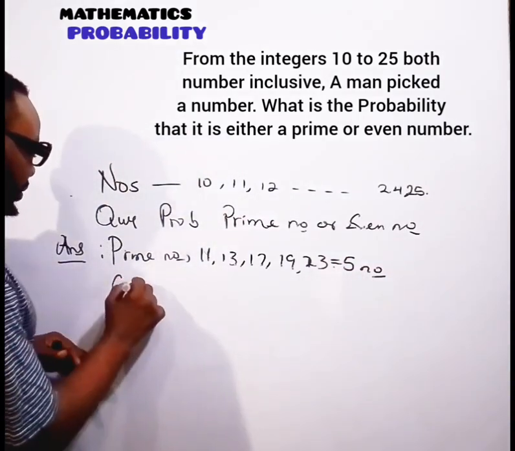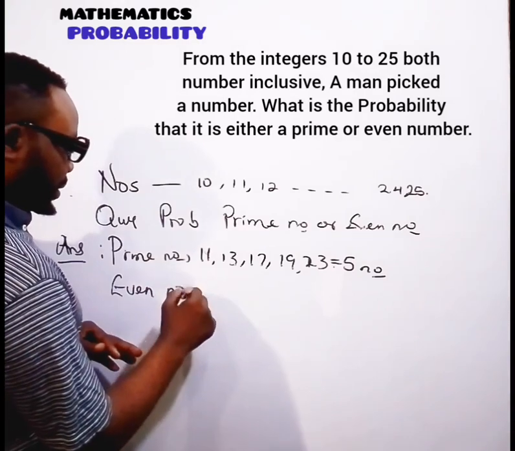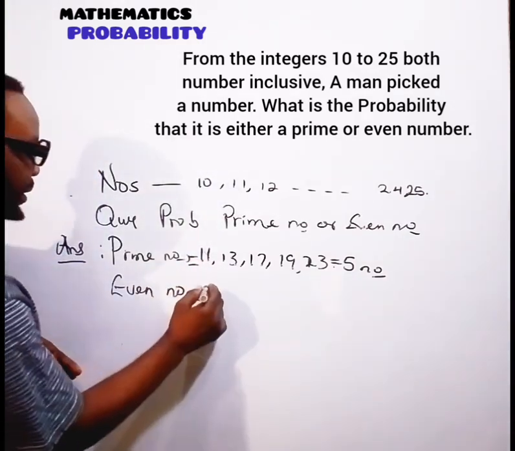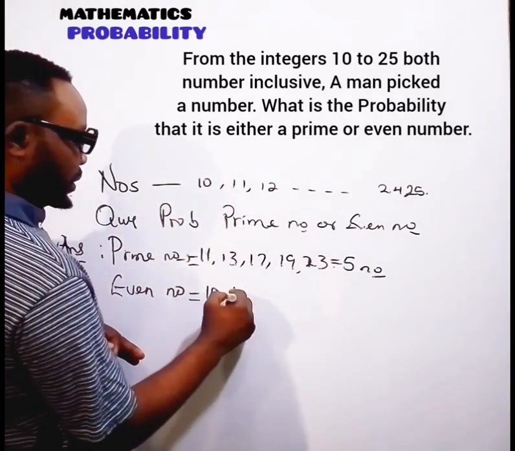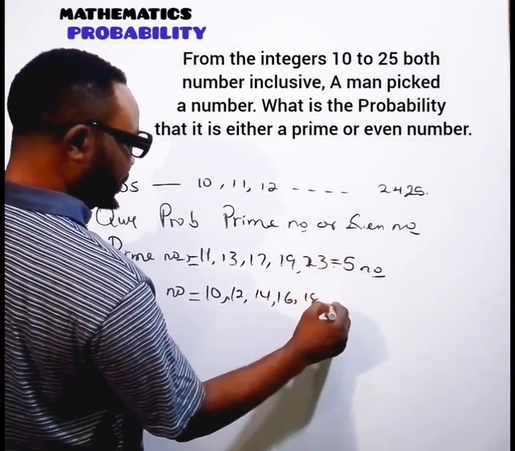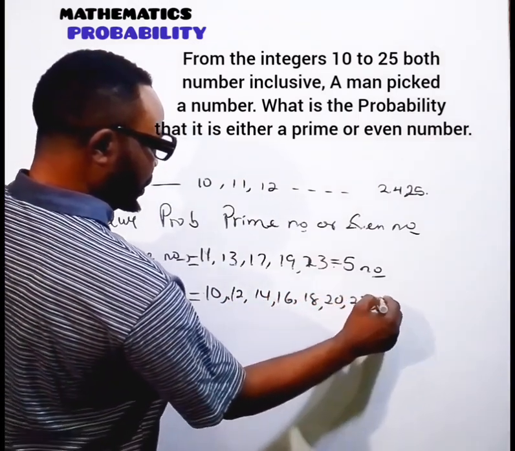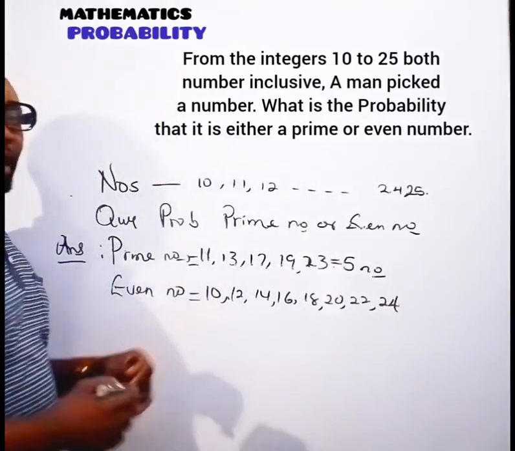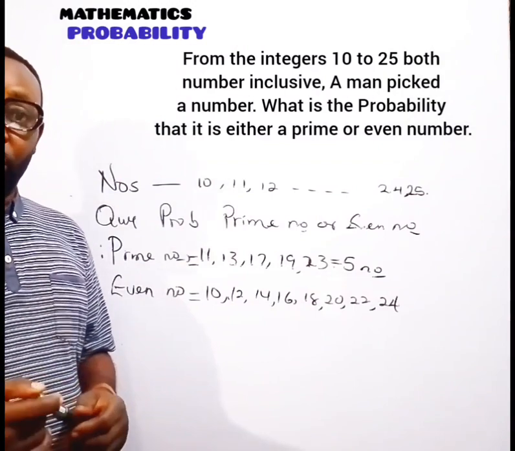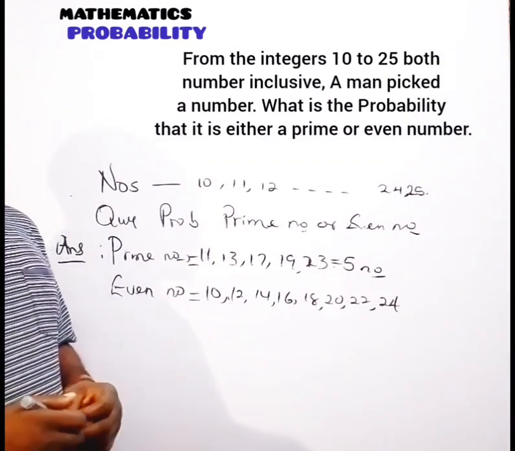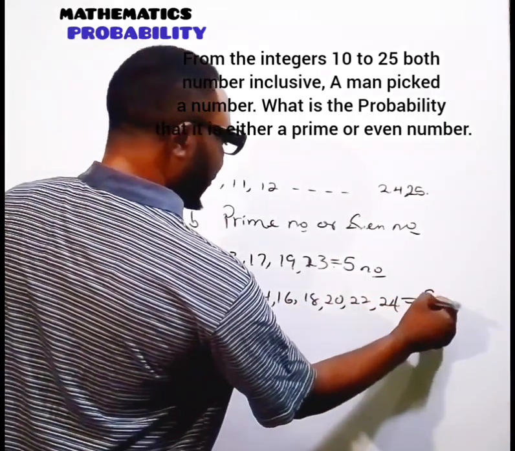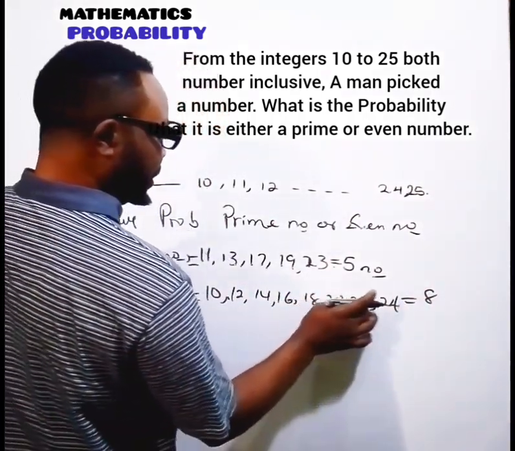Then the even numbers. What are the even numbers we have there? 10 inclusive: 10, 12, 14, 16, 18, 20, 22, 24. Don't forget what is meant by even number. These are numbers that are multiples of 2. Those are the numbers that are called even numbers. Now, how many numbers do we have here? Those are 8 numbers: 1, 2, 3, 4, 5, 6, 7, 8.